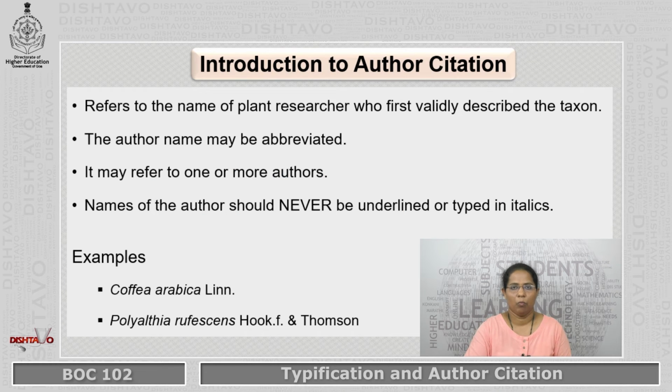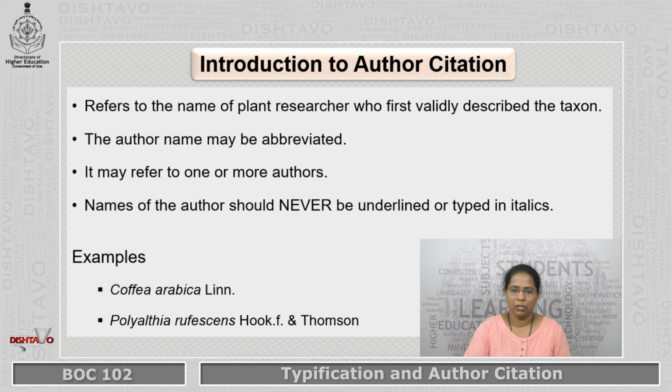Now let us look at what author citation means. Author citation refers to the name of the plant researcher who validly described the taxon. The name may be abbreviated if it is too long. It may refer to one or more authors. The names of the authors should never be underlined or typed in italics. You can see here the examples.